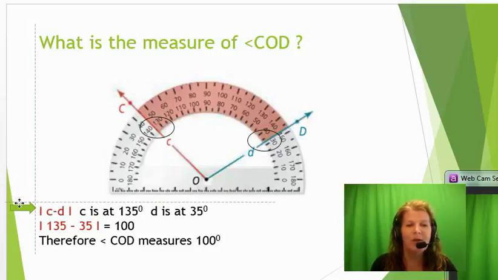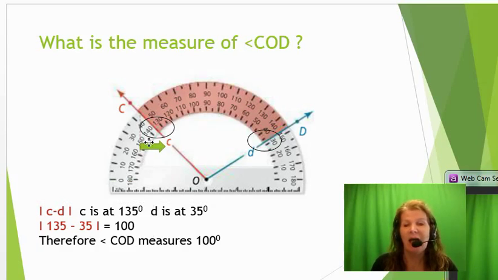Okay, so here's my formula, the absolute value of C minus D. C I see at 135 degrees. D I see at 35 degrees. Okay, I take 135, I subtract 35, that gives me 100. It's already a positive number, so I will leave it at that. Therefore, the measure of angle COD is 100 degrees.